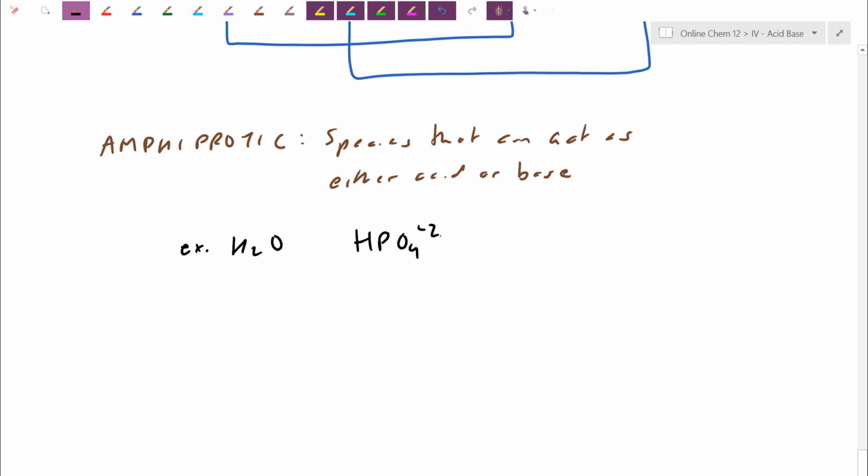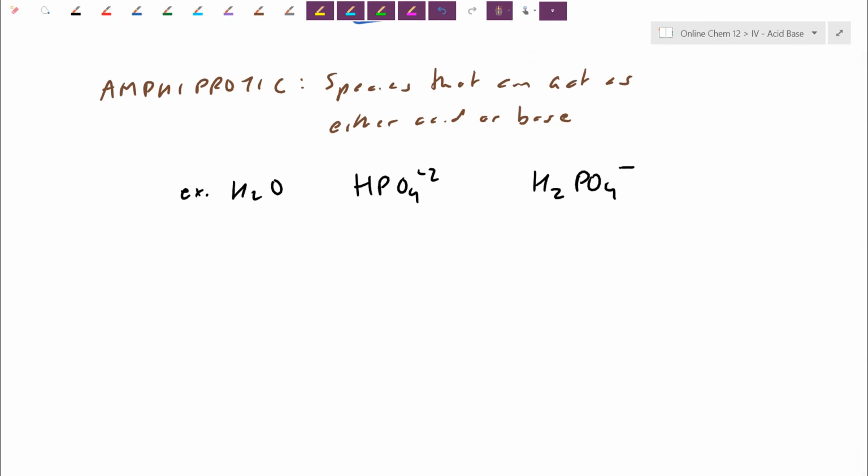HPO4 minus 2 is amphiprotic. H2PO4 minus is also amphiprotic here. As a hint for yourself, which species are likely to be amphiprotic? Typically, it has to be an acid, so it has to have an H. And to be a base, it has to be able to receive a proton, an H+. Usually, it will currently have a negative charge, so that upon taking on an H+, it ends up picking up charge a little bit. So let me write these reactions out for you here.